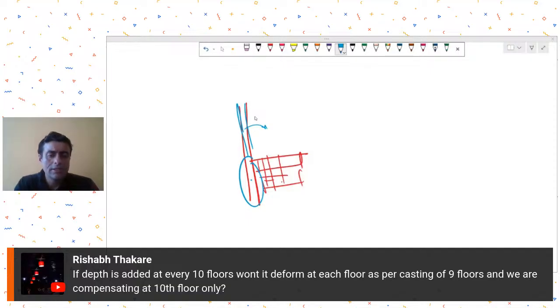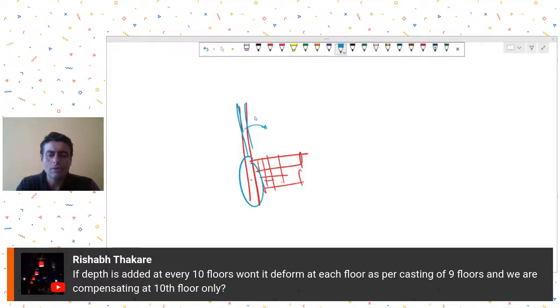Mr. Rishabh Thackeray is saying, if depth is added at every 10 floors, won't it deform at each floor as per casting of 9 floors, and we are compensating at the 10th floor only? No, that is true, but 4-5 mm here and there in your structures is not a problem. That's what I'm trying to explain. 4-5 mm at every level is not a problem for you. In structural terms, you don't have to worry.